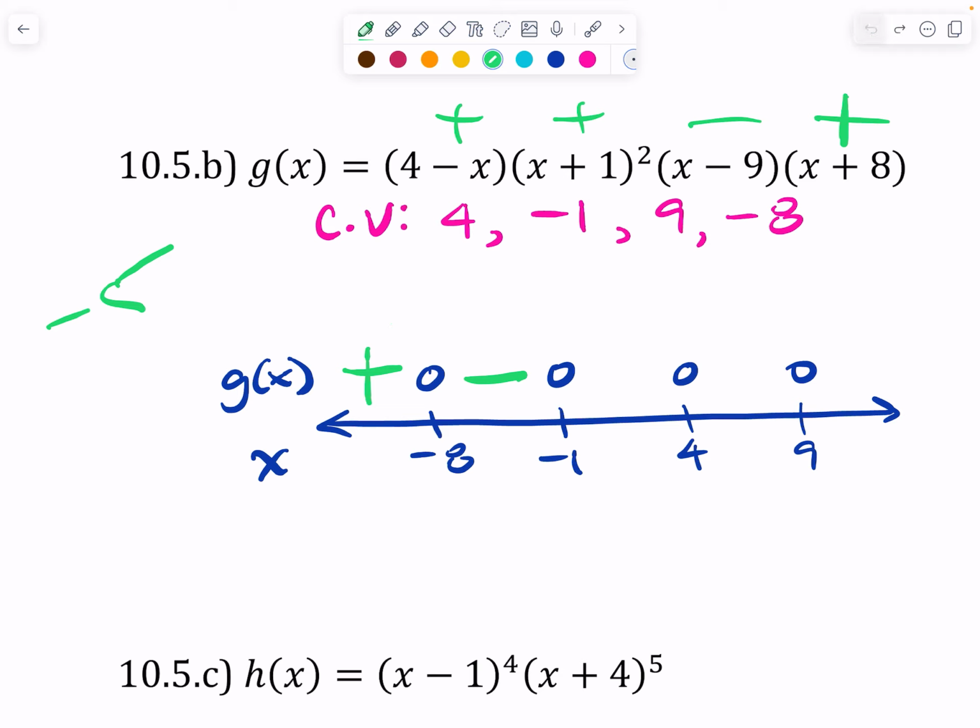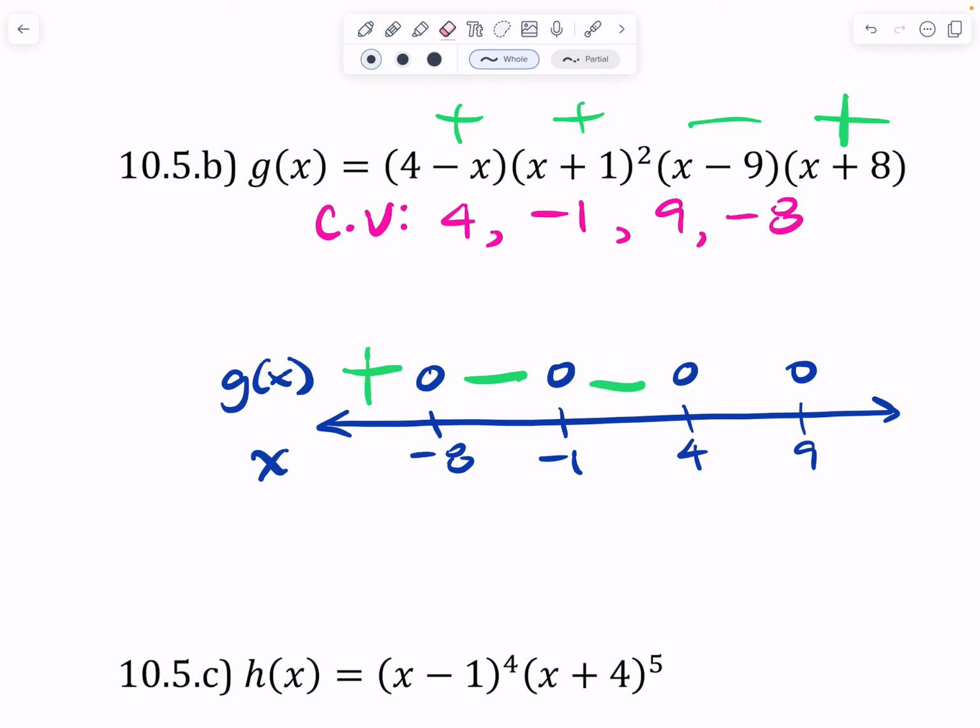Maybe that's going to continue. Maybe we're just going to keep going with that. I don't know. Let's find out. Let's plug a number from this region. When x is somewhere between -1 and 4, I'm going to go with 0. Gosh, I love 0. In that case, 4 minus x is positive. X plus 1 is positive. Squaring it, still positive. X minus 9 in that case is negative. And x plus 8 is positive. I didn't change any of these signs in this case. What a mystery. But in any case, the sign of that whole region is negative.